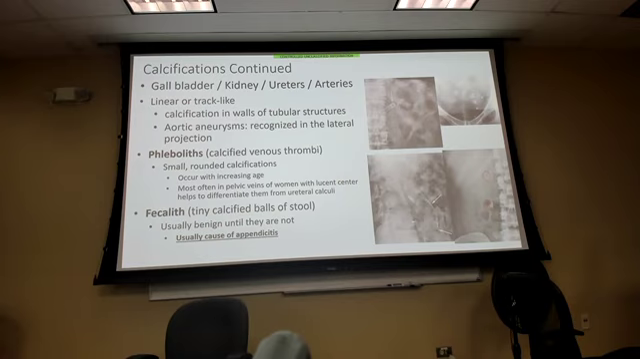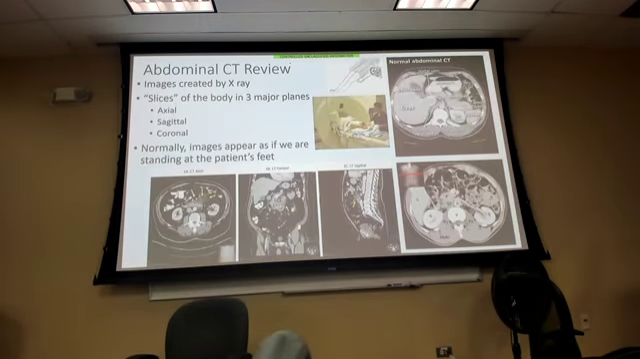Phleboliths, these are venous thrombi. They're normally small, round little calcifications. Can be seen a lot of places. In women, it's in the pelvic veins. When you see fecaliths, though, these are little calcified balls of stool. If you have a fecalith, it can sit in the appendiceal opening, and it'll cause that to block off and cause inflammation and tumors. So just know the difference of those.